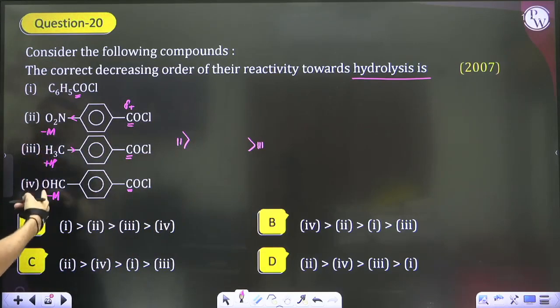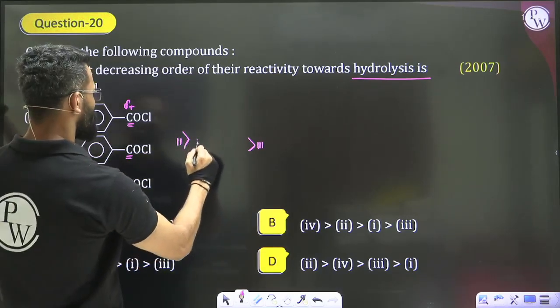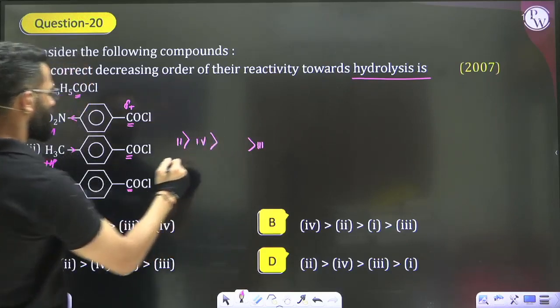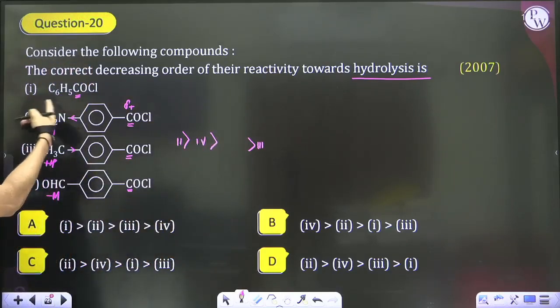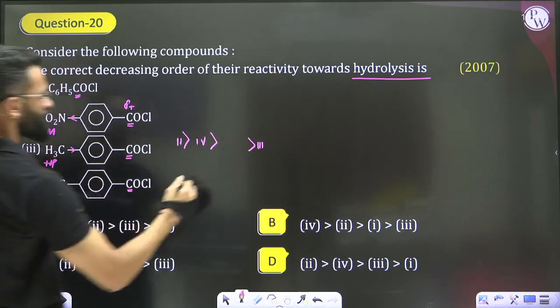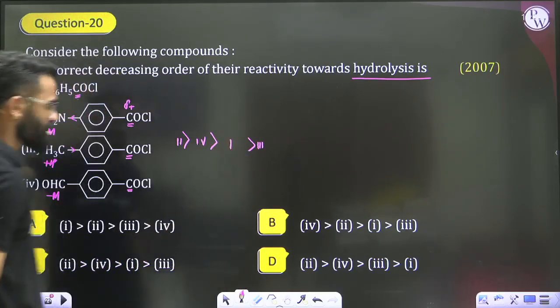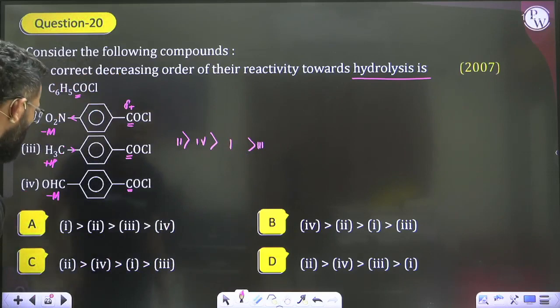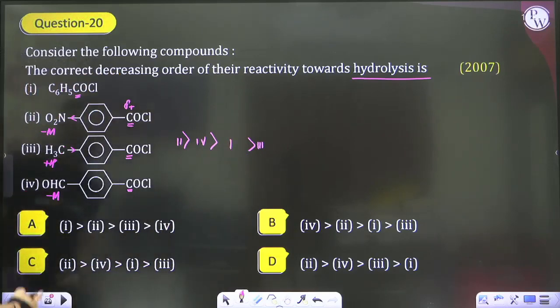After 2, it is going to be 4, the next one. And after 4, it is going to be 1. Because in 1, at least there is no electron donating group present, so it's going to be 1. The right choice is 2413. You can see that here 2413 is the right choice. Option C.